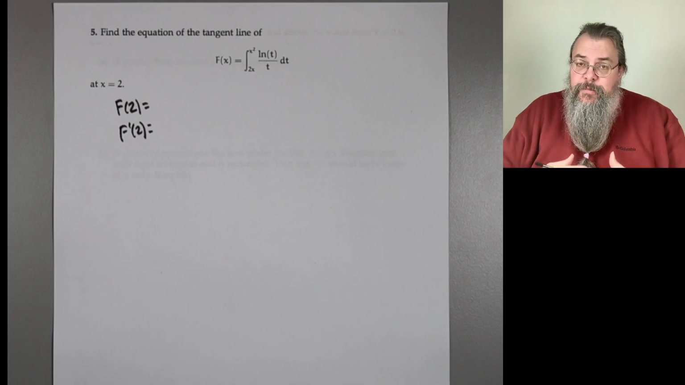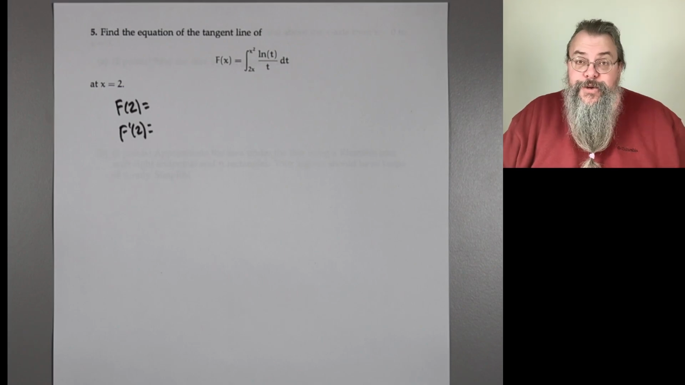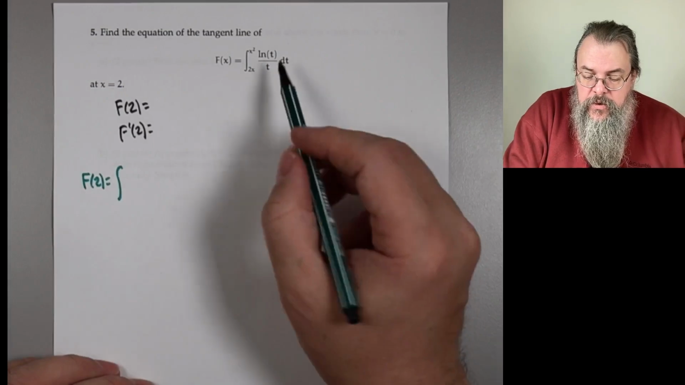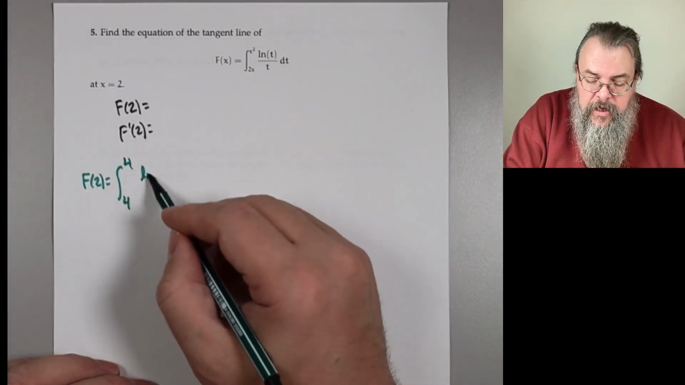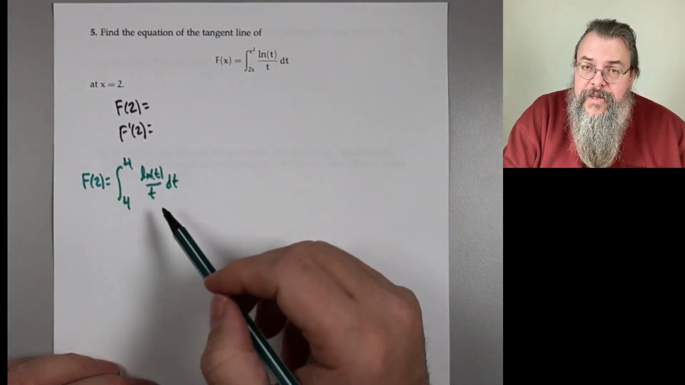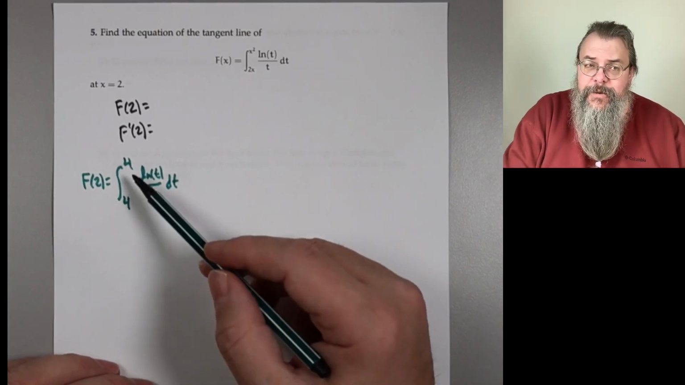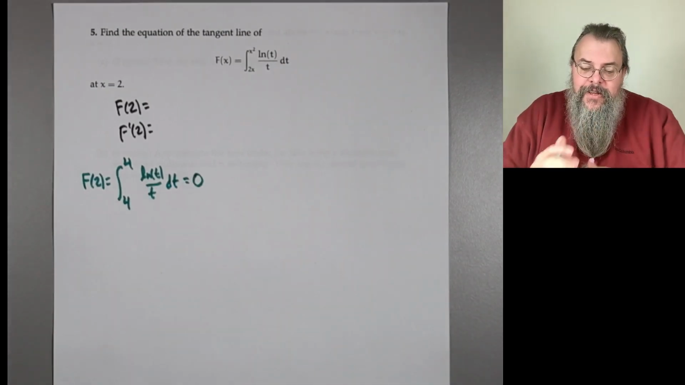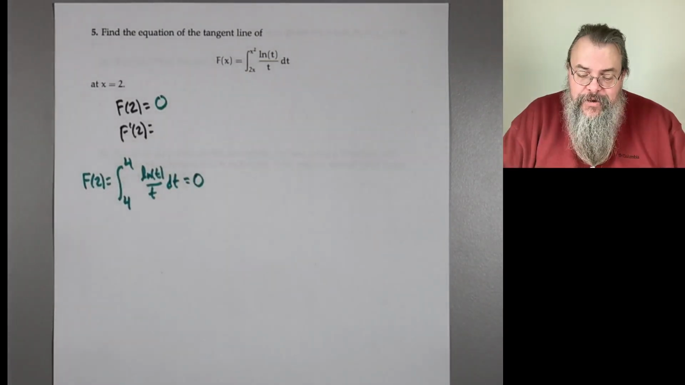All right, let's do these separately. Let's start by looking at F of 2. So how do we find F of 2? We plug 2 in. We have the integral, 2 times 2 is 4, 2 squared, 4, of log of t over t dt. Now, do we know what this is going to be? We don't need to find any antiderivatives to answer this. 4 to 4, start equals stop, that's 0. There's no area because there's no width. So F of 2 is 0. Nice! We're halfway to our tangent line.